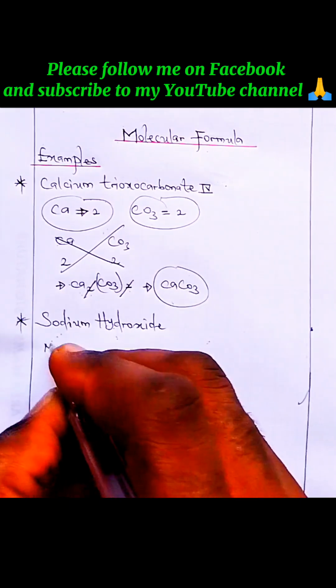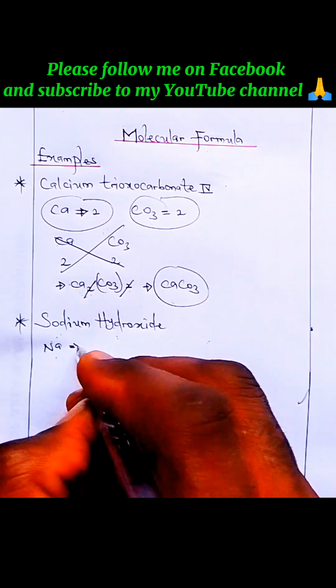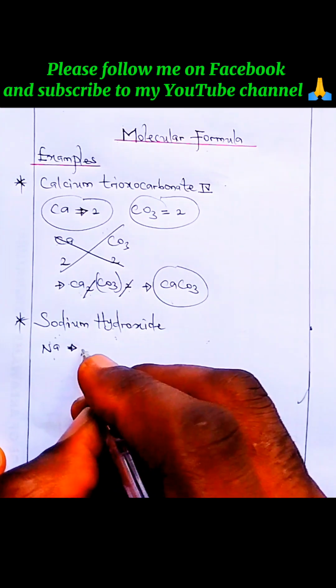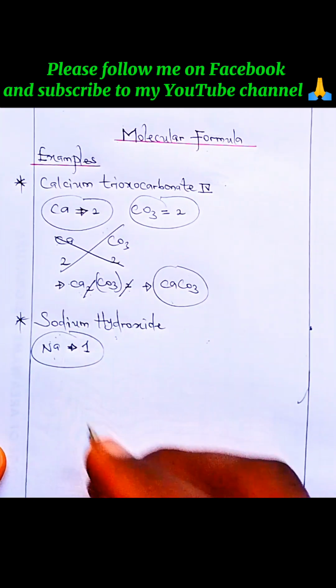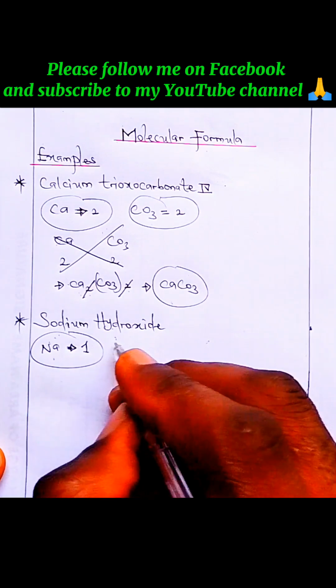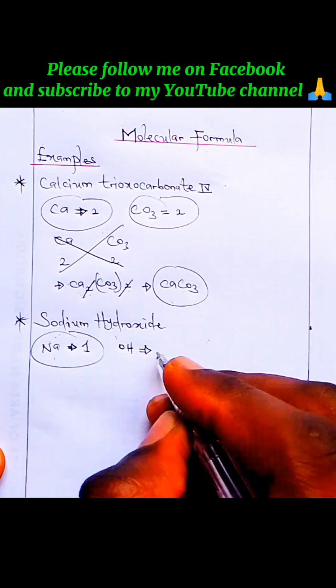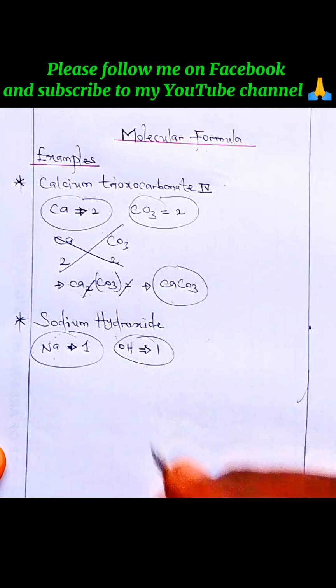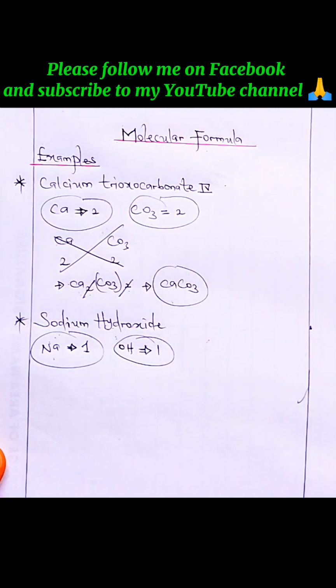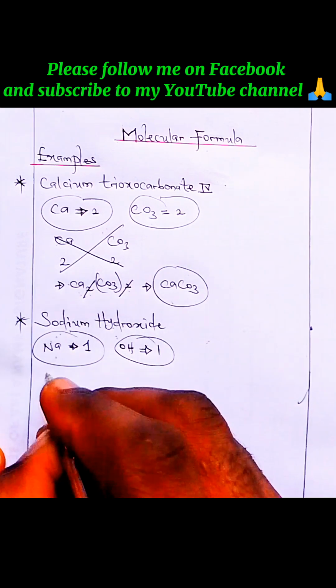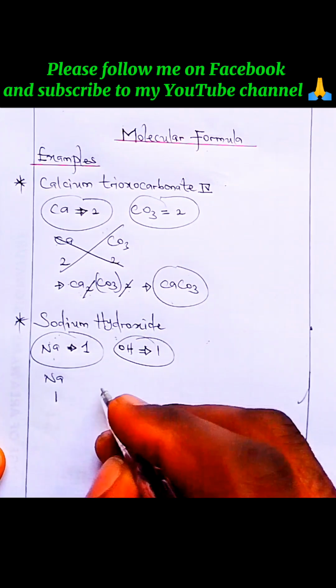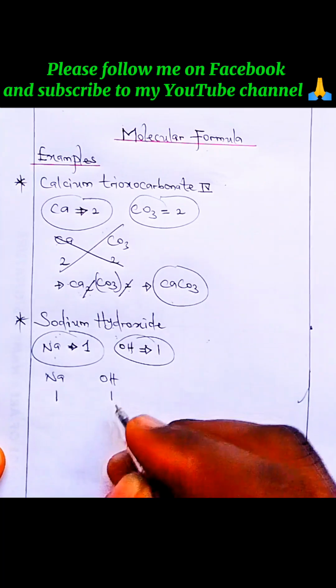Sodium, which is natrium, Na, has a valency of 1. Don't forget, we worked on all this already in the previous exposition. The hydroxyl ion, OH, has a valency of 1 also. We don't really care, when it comes to valency, whether you're talking about a positive radical or a negative radical. So the next is sodium right here, 1, and the hydroxyl OH right here.